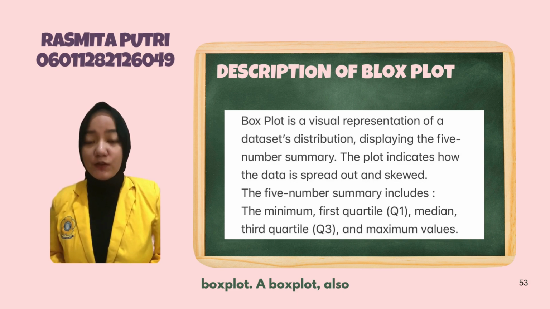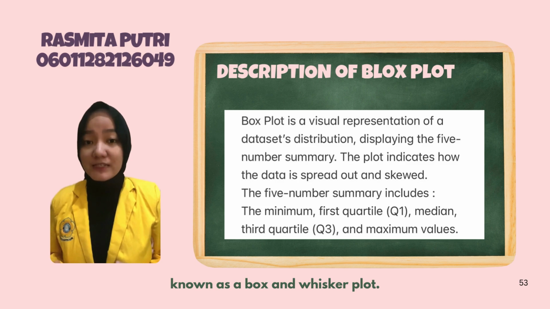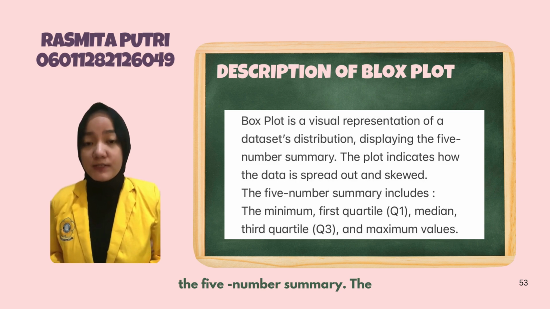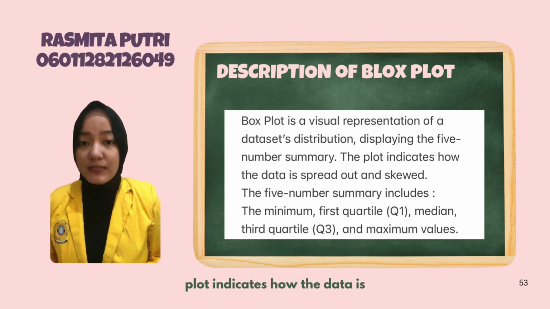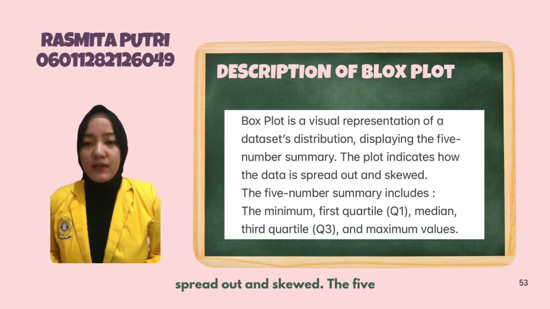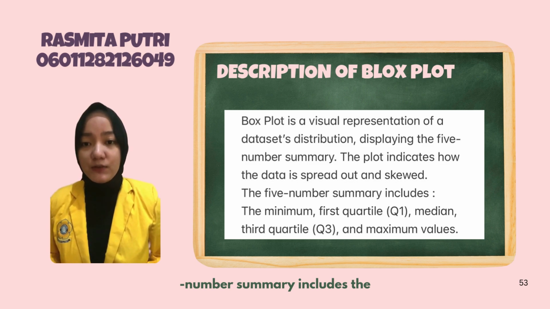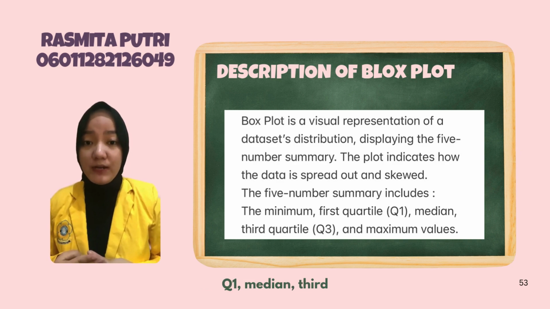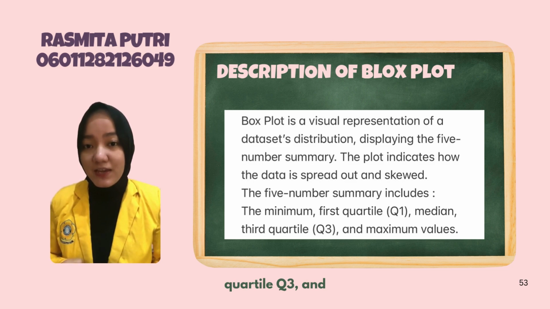A box plot, also known as a box and whisker plot, is a visual representation of a dataset distribution, displaying the 5-number summary. The plot indicates how the data is spread out and skewed. The 5-number summary includes the minimum, first quartile or Q1, median, third quartile Q3, and maximum values.